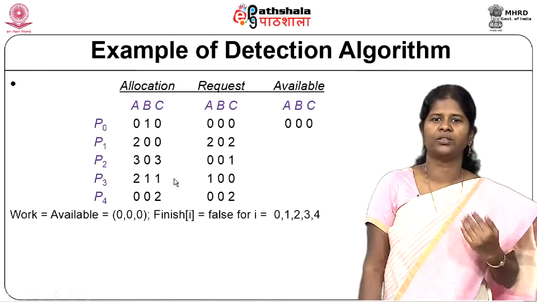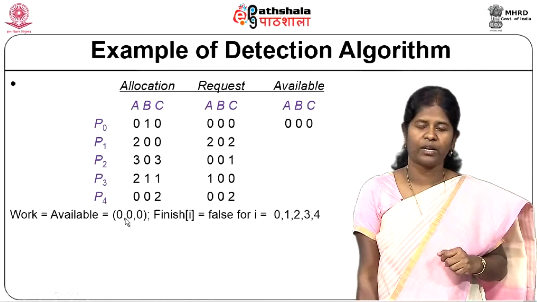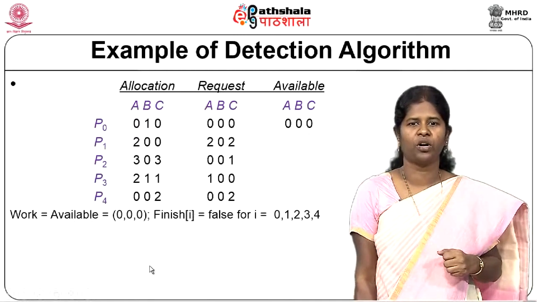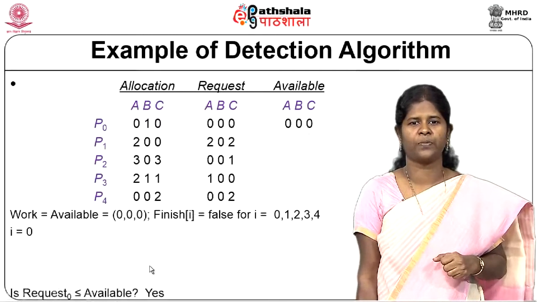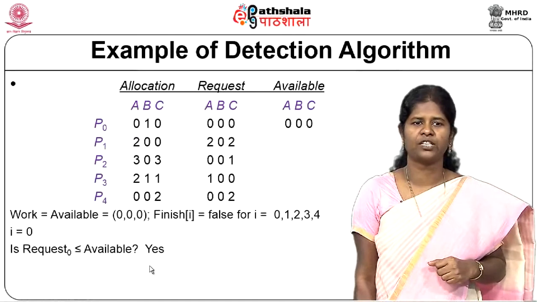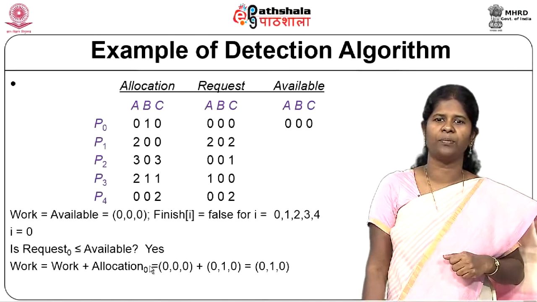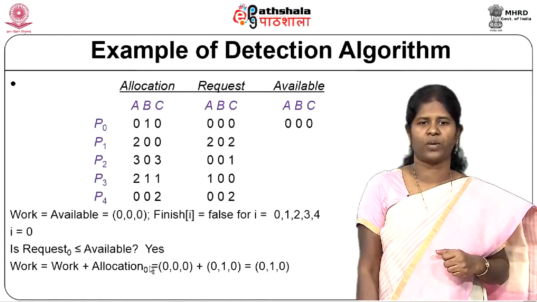Now we run through this algorithm. We check if the request is less than or equal to available for all of the processes. First process P0: request 0 is less than or equal to available, fine. So whatever is allocated to P0 will be released. Work becomes 0 0 0 plus 0 1 0, which is 0 1 0.